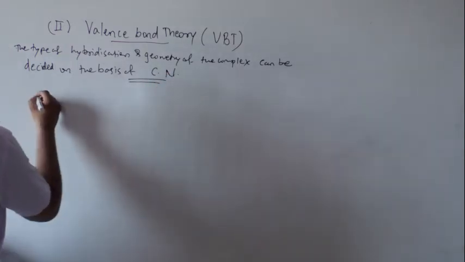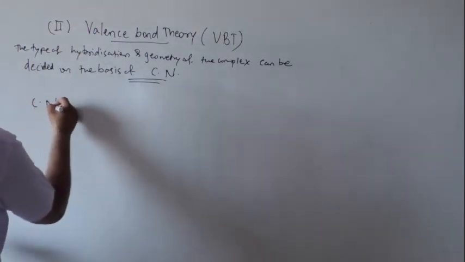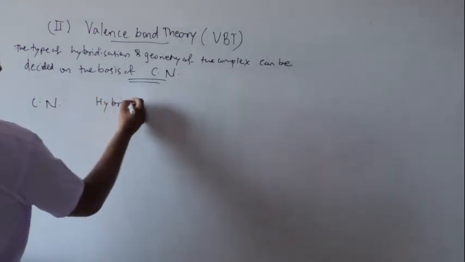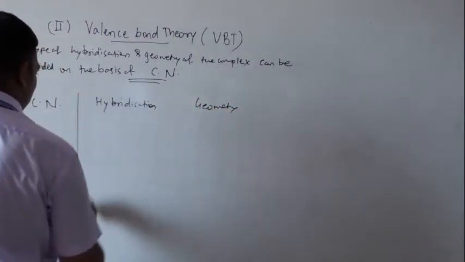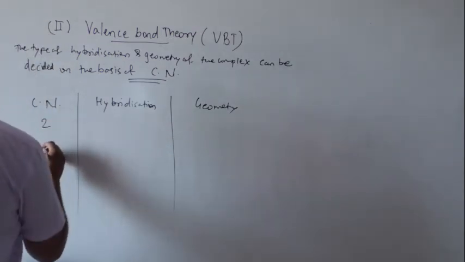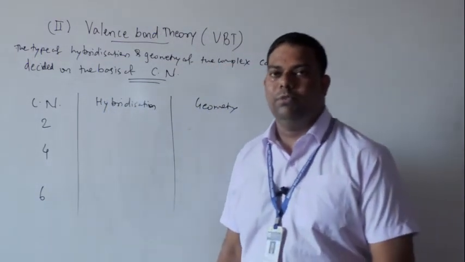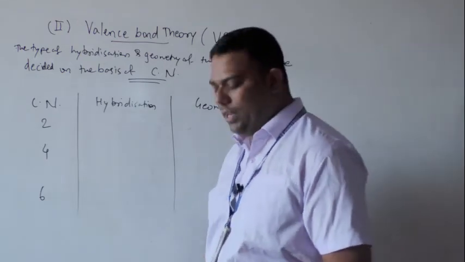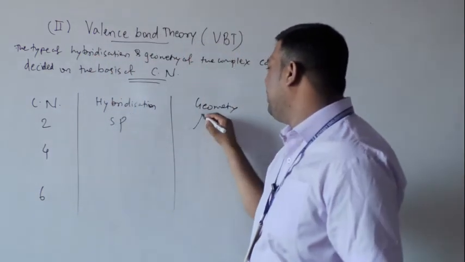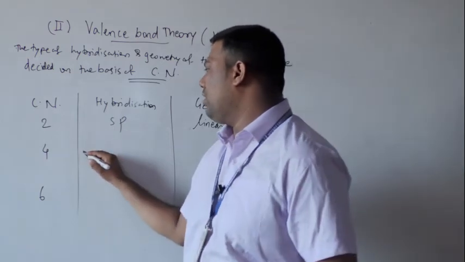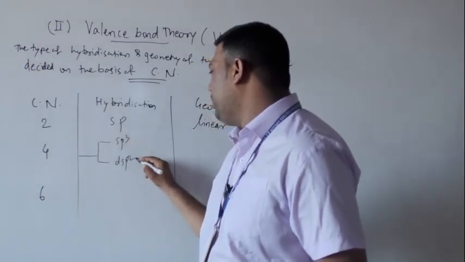So see, the coordination number I discussed previously in an earlier video also. Take the coordination number, then here the hybridization, and here the geometry. We can write it like this: 2, 4, 6 mainly. Coordination number 2 gives sp hybridization, so the geometry is linear. Coordination number 4 divides into two parts, sp3 and dsp2.